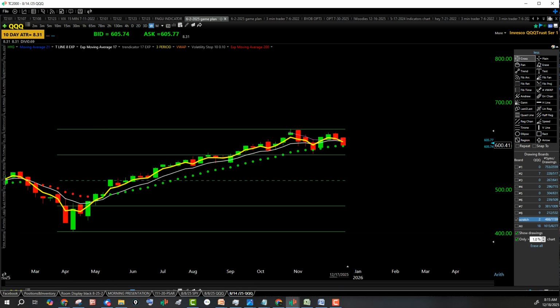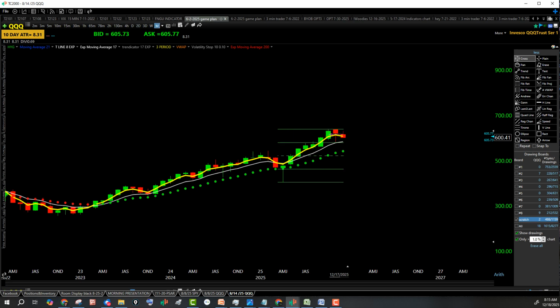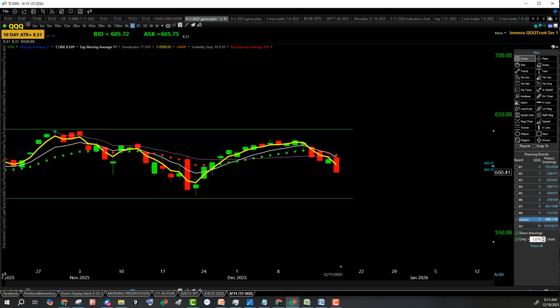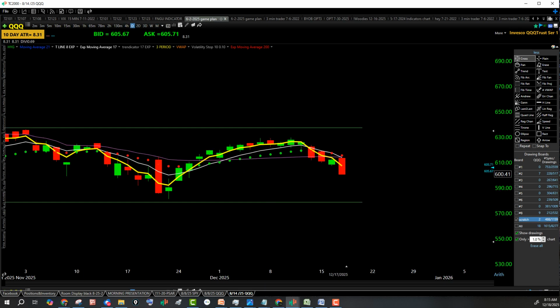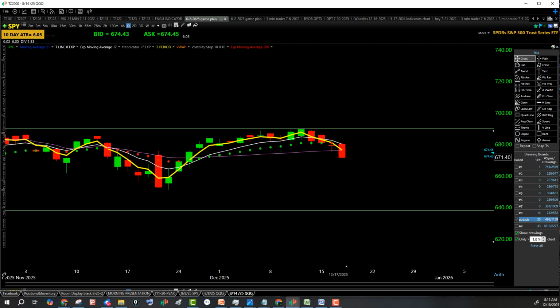Weekly chart, still in an uptrend. Top of quadrant 4, bullish and in an uptrend. See all the green dots. Monthly, see all the green dots. Bullish, still in an uptrend there on QQQ. All right, let's take a look at the pre-market. I'm going to go back to SPY, and let's talk about how we're going to trade this morning.